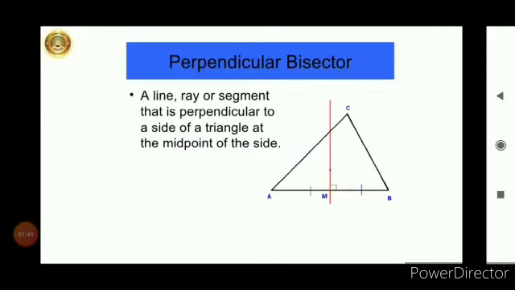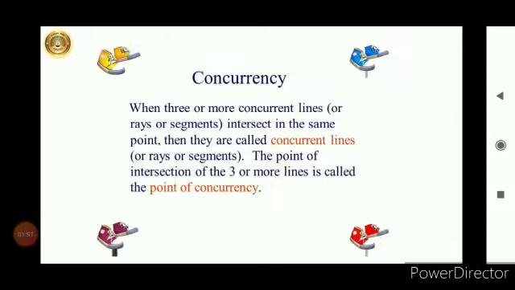A perpendicular bisector is a line, ray or segment that is perpendicular to a side of a triangle at the midpoint of the side. That means sides are divided into two equal halves. Before going forward, let's revise concurrence. When three or more lines intersect in the same point, they are called concurrent lines. The point of intersection of the three or more lines is called the point of concurrence. This you already studied in your previous class.